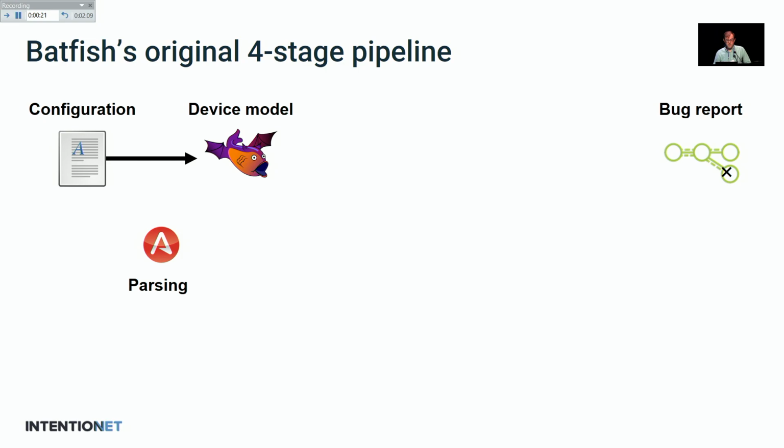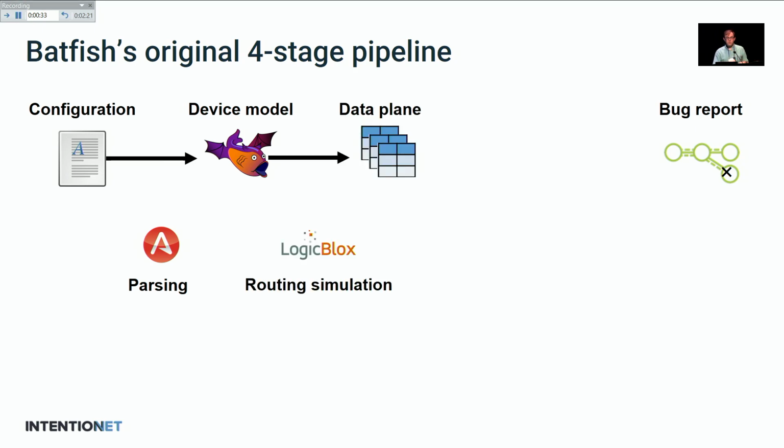And so we built a 4-stage pipeline to do this. The first one is we parse these device configuration files with ANTLR, and that builds up a model of a device where we know what interfaces it has, what routing sessions it has, things like that. Then we used Datalog to actually do the routing simulation to compute the RIBs and FIBs of the network.